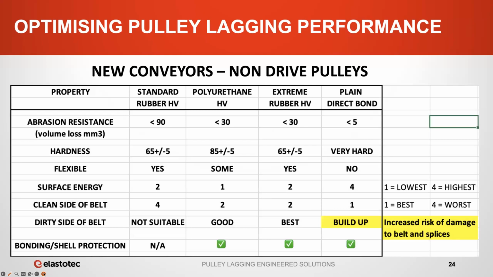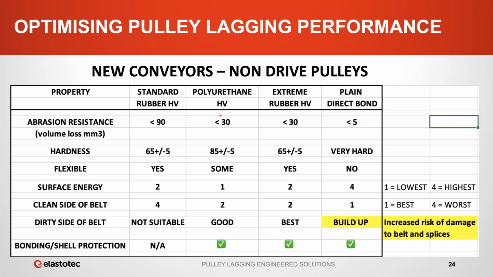This table provides a comparison of the most commonly used lagging for non-drive pulleys. And with regard to abrasion resistance, we look across the top here, this is the volume loss. This column, plain direct bond ceramic, or this is true for any type of ceramic, very low abrasion loss. Ceramic is by far and away the most abrasion resistant material. So for non-drive pulleys that are contacting the clean side of the belt, where carryback and build-up are not a problem, ceramic lagging will give you the longest service life.